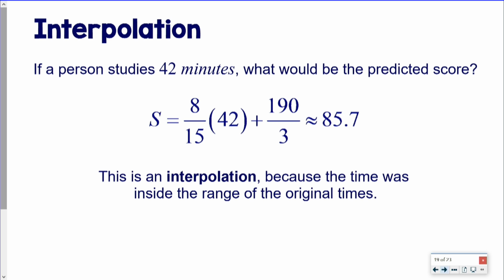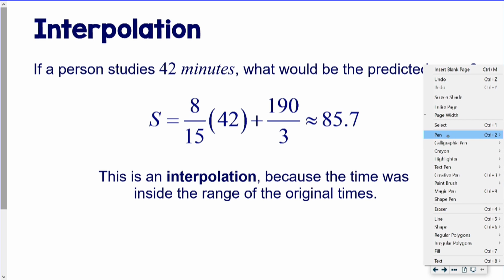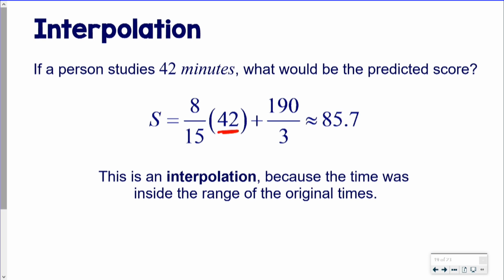So now we can still take 42, plug it into our prediction equation. So here's our 42 to represent time. Take the product and simplify, and we'll get 85.7. So if a student takes 42 minutes of studying for the test, they can expect to score around an 86%.